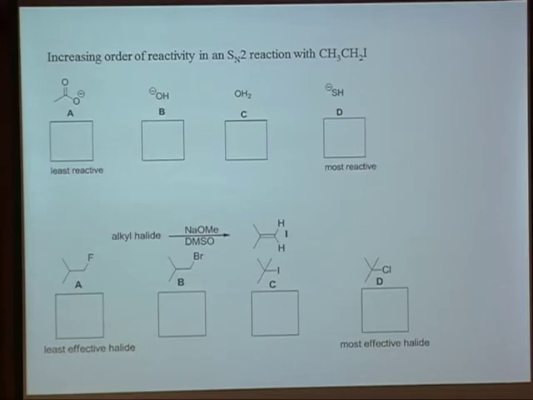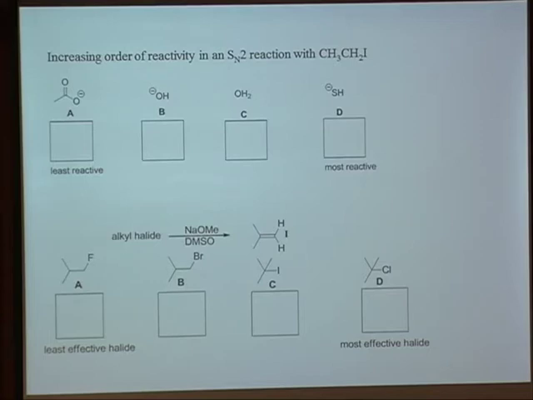Then why would fluorine be less than bromine? Fluorine is a really bad leaving group. It's one of the worst leaving groups, right? It's like Teflon. Teflon is all fluorinated hydrocarbon. Fluorine forms a really strong bond with carbon. You can never get it to leave.